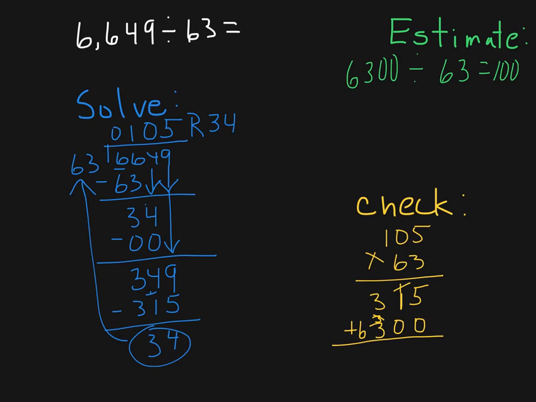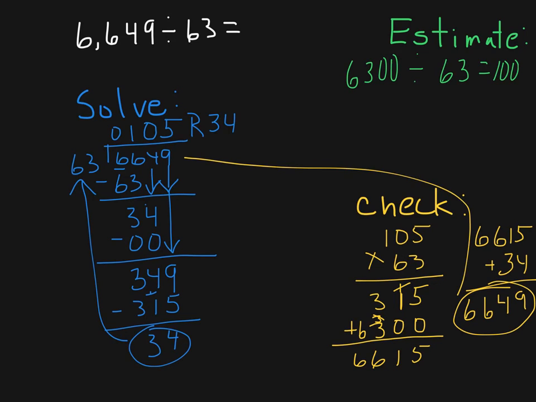When I add those together, I get 6,615, and of course my last step is to add in my remainder of 34, and 5 plus 4 is 9, 1 plus 3 is 4, 6 plus 0 is 6, and another 6 plus 0 is 6. So 6,649. I'm going to check and see if they're the same. They are. It checks. And I will write my answer up above now that I'm sure it is the official answer. 105, remainder 34.